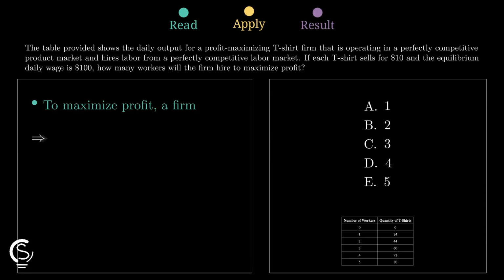The fifth worker adds 5 shirts with $50, which is less than the wage. Therefore, hiring 4 workers is most profitable.